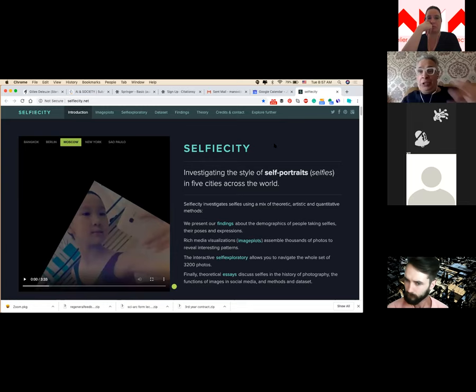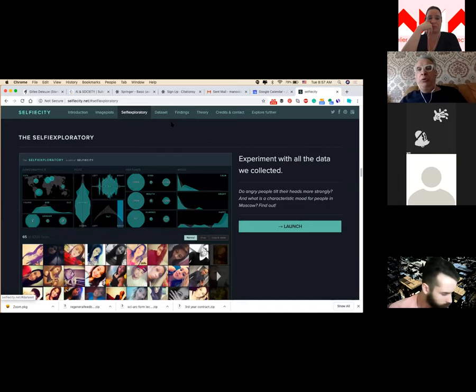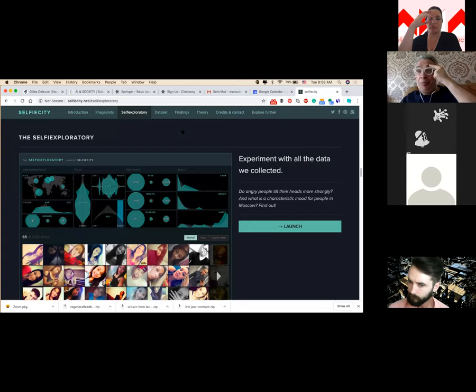So we created different visualizations. But let me just immediately go to the key part of a project called Self-Exploratory. Here we try to create an interactive interface, which will allow you to explore the selfies using various parameters we have measured from every selfie photo using computer vision.